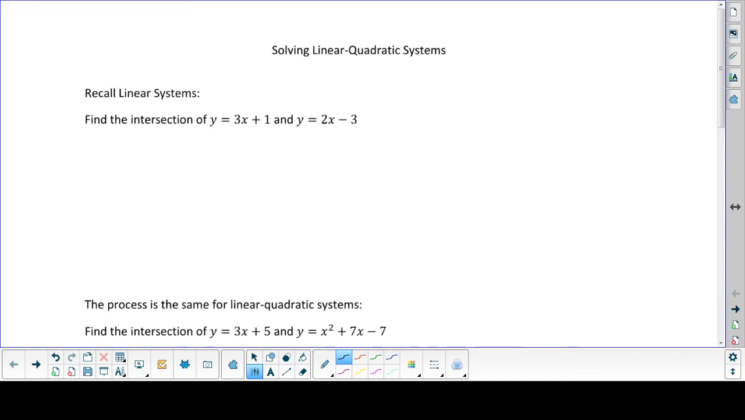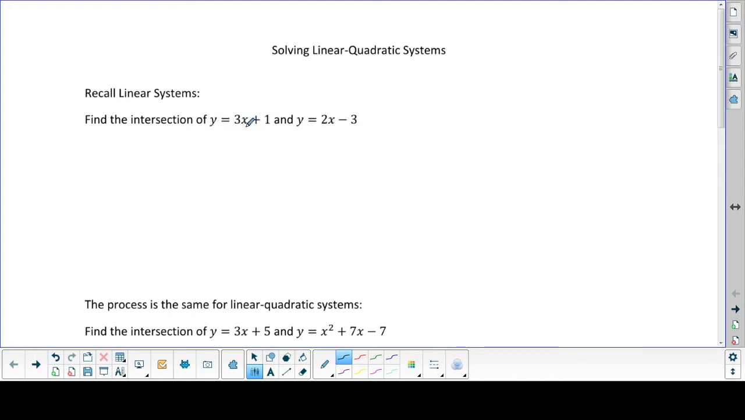Okay, so today we're going to start looking at solving linear quadratic systems. This is very related to a unit from grade 10 math called linear systems. In linear systems, we would have two equations of lines. So that's what we're going to start with. We're going to review that.